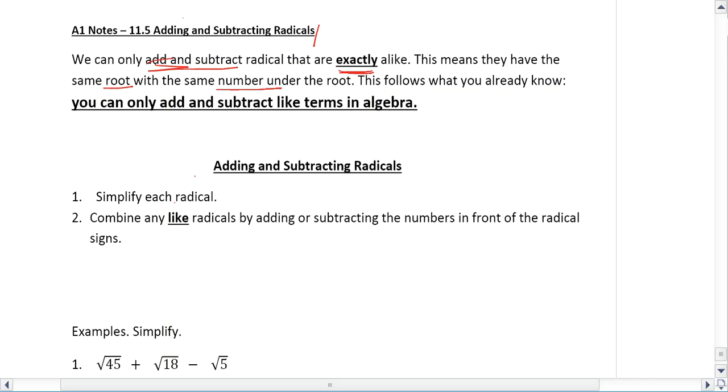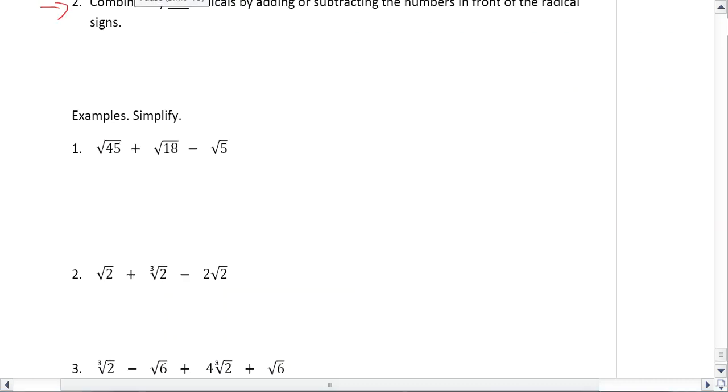So the steps you'll follow when you're adding and subtracting: first you want to simplify the radicals, because sometimes you can't tell if they're like terms when they're not simplified. After you simplify them, you look them over, and anything that is alike, you go ahead and do the adding or subtracting on them. So let's look at a couple examples.